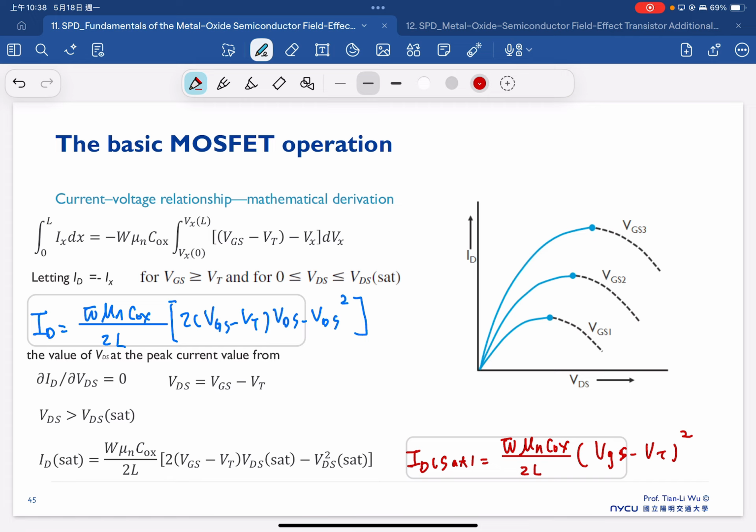So therefore, we can have the saturation current equation from here. This is the saturation current equation, and this is the linear current equation, which is here.